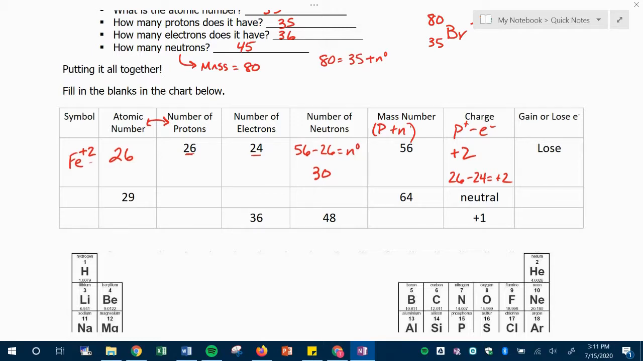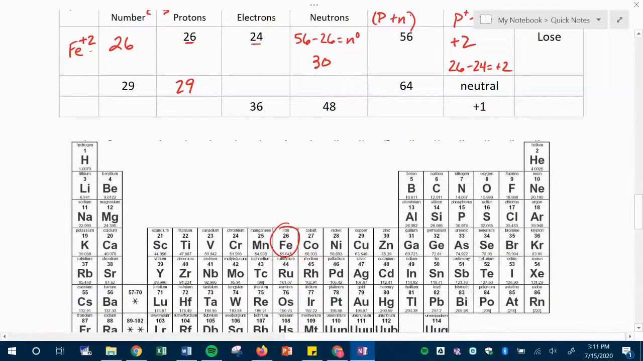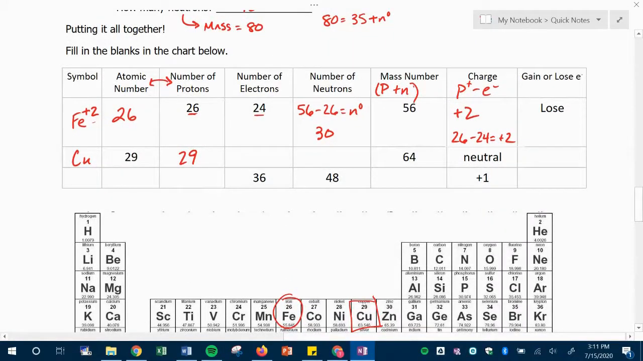So our next example gives us the atomic number 29. Now, automatically, that means our number of protons is 29. And then, if we go and look at the periodic table and find element number 29, oh, there it is. It's copper. So we can label that with our symbol here. All right, now let's look at the other information that we have.